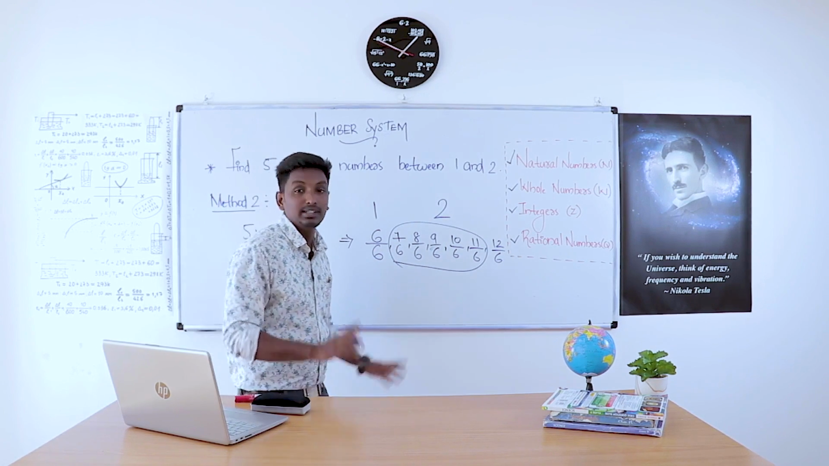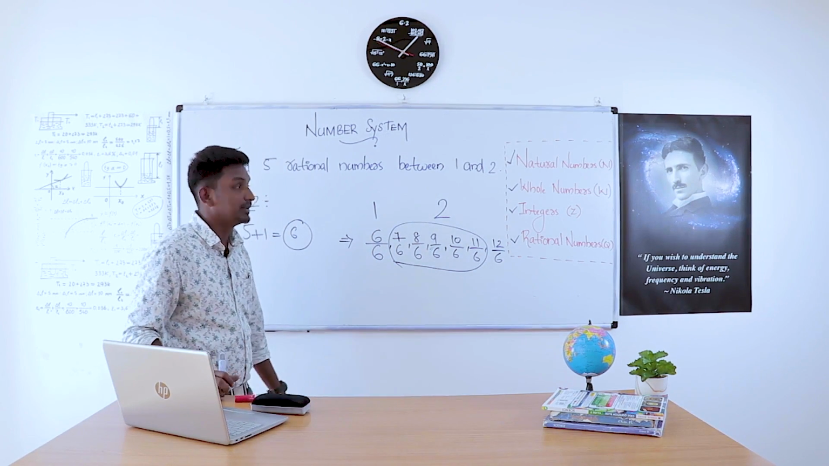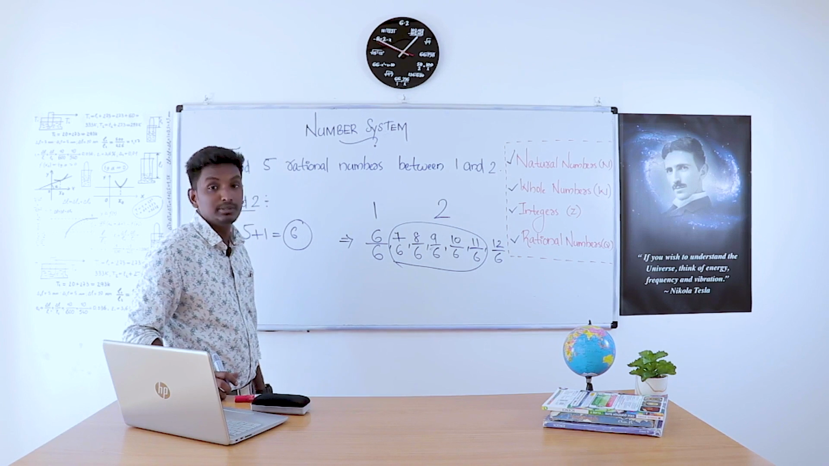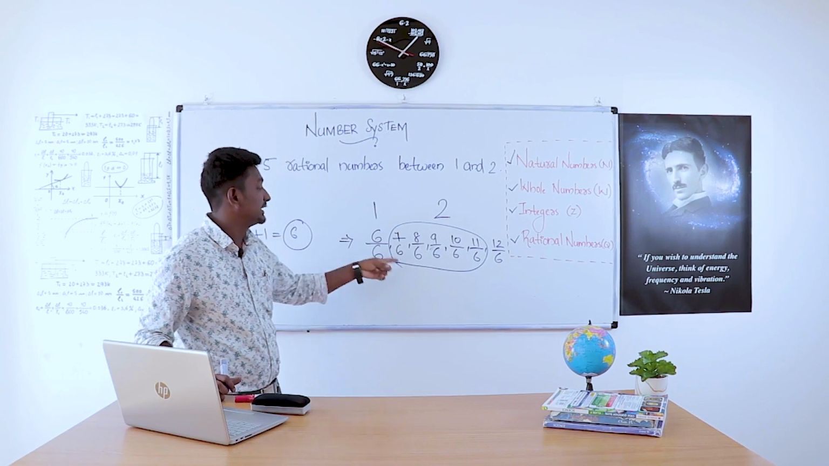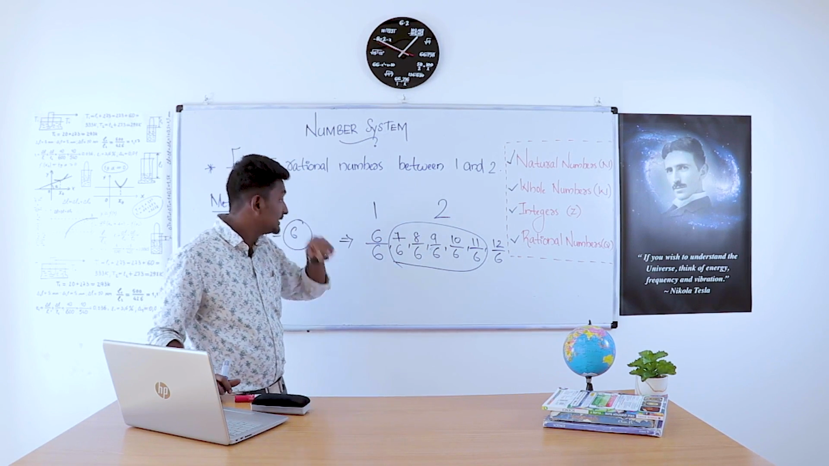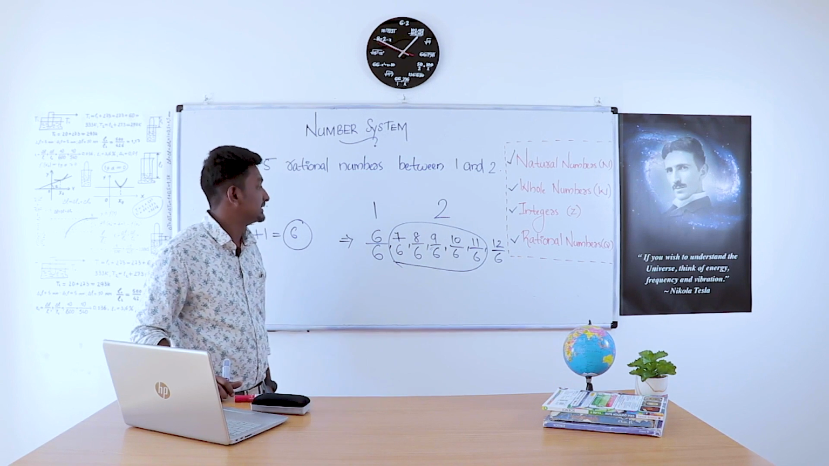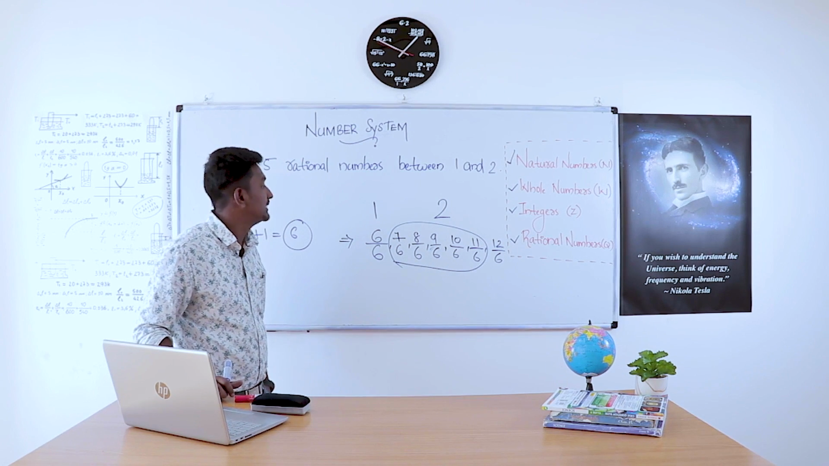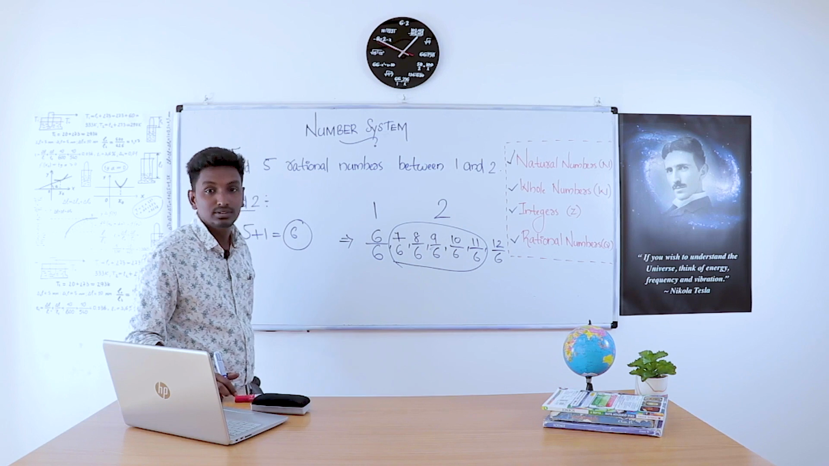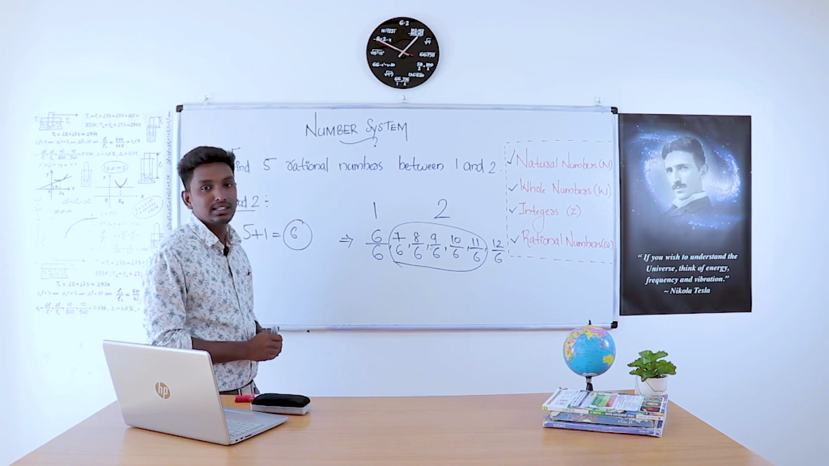This is the second method. In one step, we get all the answers. That means, to find 5 rational numbers between 1 and 2, they are 7 by 6, 8 by 6, 9 by 6, 10 by 6 and 11 by 6. These are all rational numbers in between the values of 1 and 2. Now we can check if it is correct or not.